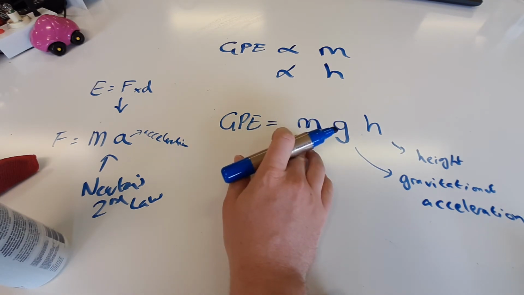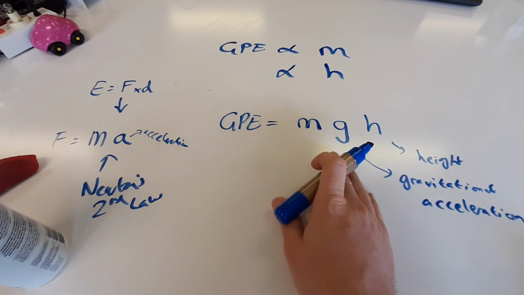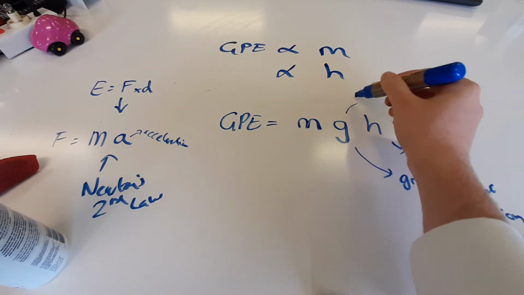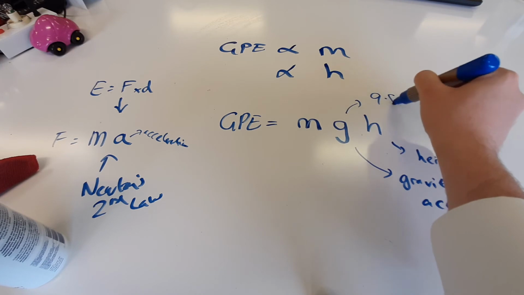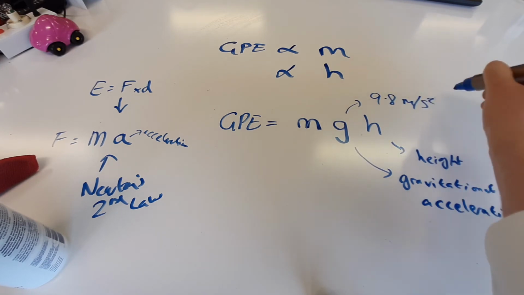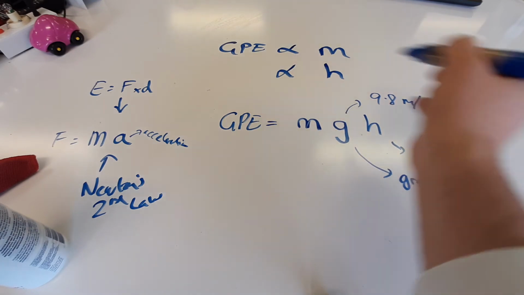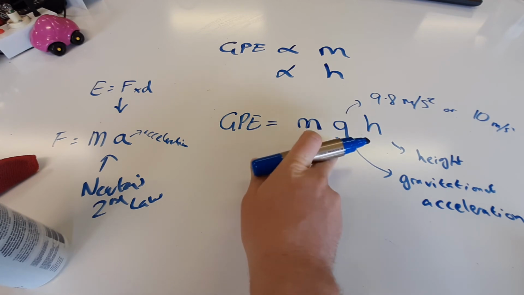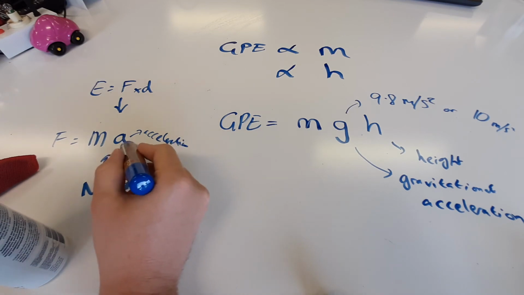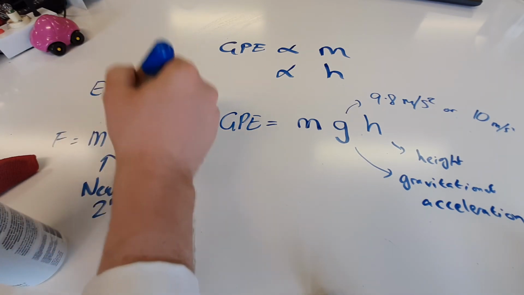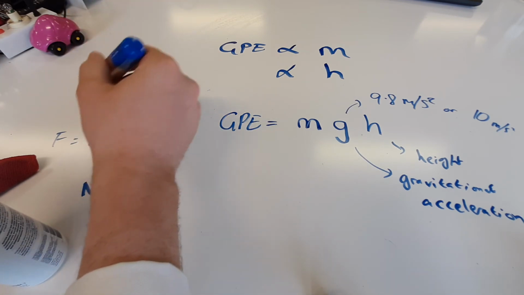It's the mass of the object times by the gravitational acceleration times by height. Now this is sometimes given to you, but if it isn't, it's going to be 9.8 meters per second squared, or just 10 meters per second squared, depending on what the exam board's giving you. So that is actually an acceleration. We've got mass times acceleration there. And that's why, where energy is force times distance, we can say energy is mass times acceleration times distance.